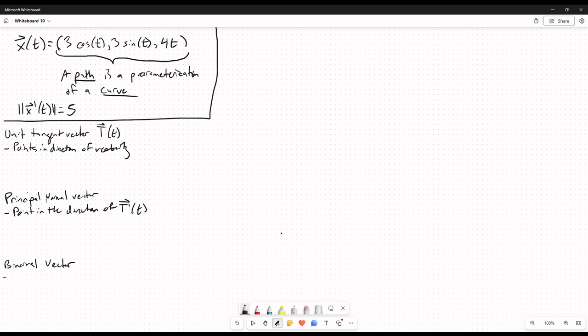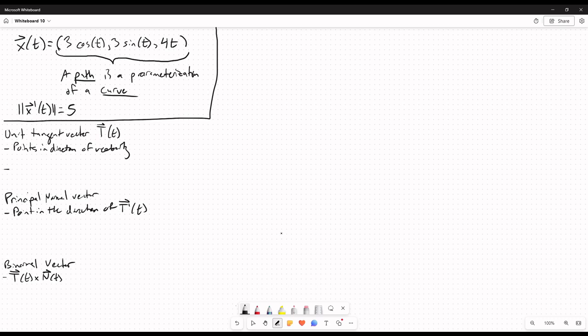And then we have two perpendicular vectors. How do we get one that's perpendicular to both of them? We're just going to take the cross product. So this vector will be exactly T cross N, and this is called the binormal vector. So we already have our formula for the binormal vector, and we can figure out the formulas for the others.